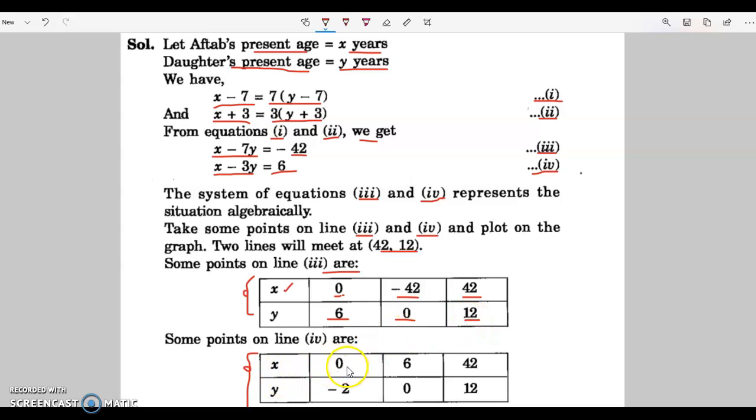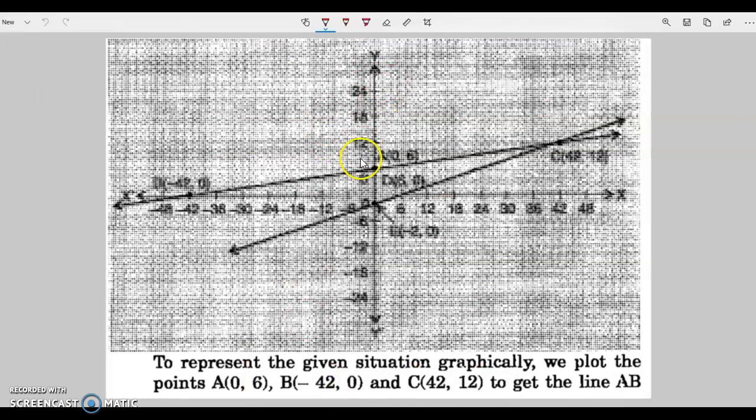So for the fourth equation, x coordinates can be 0, 6 and 42 and that of the y coordinates is minus 2, 0 and 12. So let's represent it on a graph. So this is a graph we have constructed here.